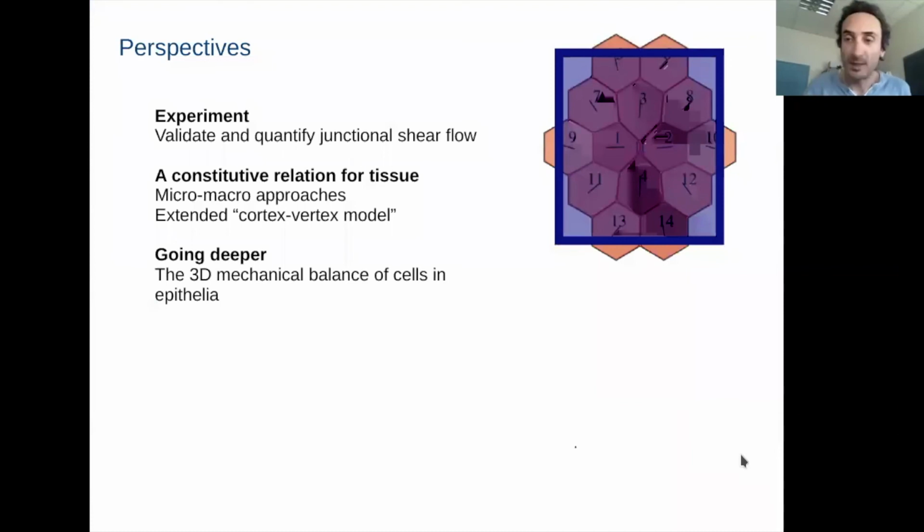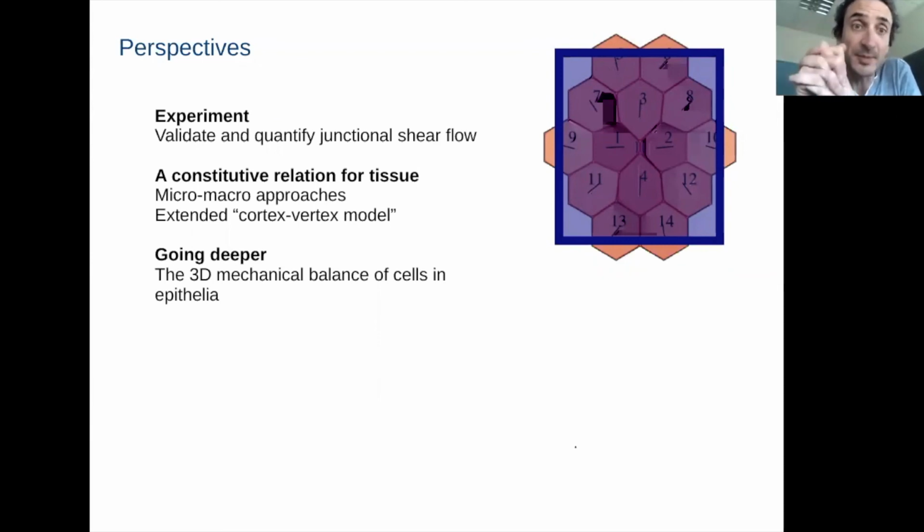Okay, so maybe I've been a little, no, I haven't been too long actually. But that's what we could say with this model. We still have to validate it experimentally, because we predict these quite strong shear flows, or the importance of these shear flows between the two opposed junctions, which hasn't been looked at experimentally yet. So we want to do that with Benedict in Cambridge, and need to quantify it.